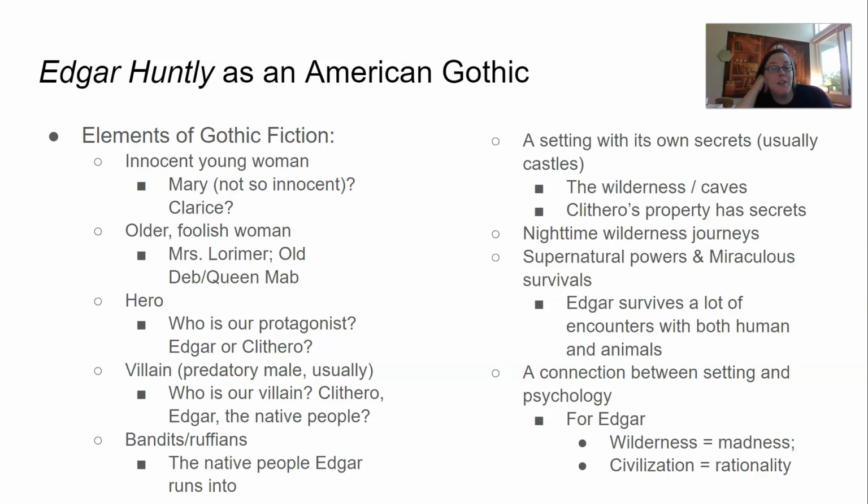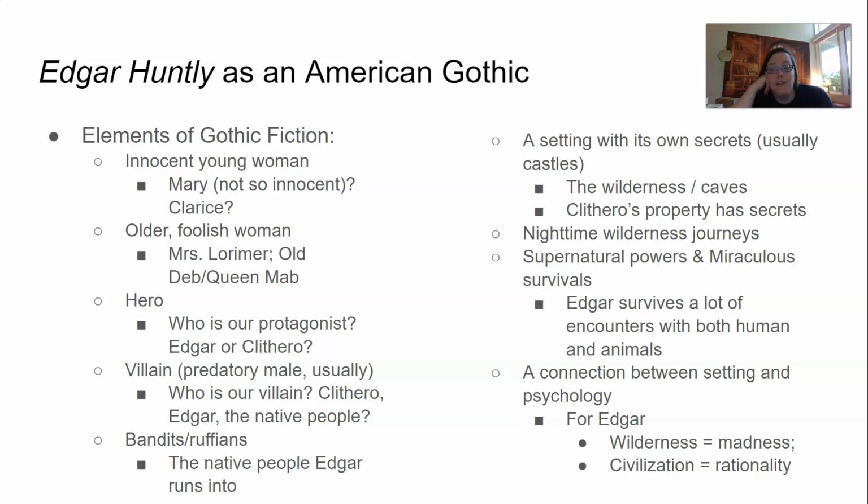We definitely have settings with their own secrets, and in standard Gothic, that's usually castles, but in American Gothic, it's caves, and we definitely get caves in this novel. The wilderness has its secrets. The caves have their secrets. Even Clitheroe's property has secrets. That's not necessarily a setting, but I think it's definitely worth considering the concept of secrets and property. Nighttime wilderness journeys does not need an example because there's too many of these in the text to even consider. I think 70% of this novel is nighttime wilderness journeys.